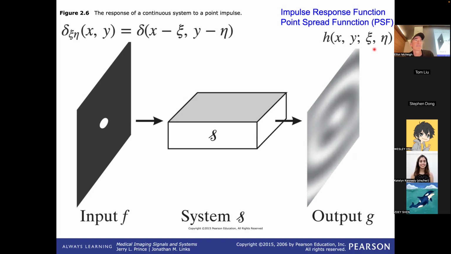The same thing happens in CT, right? If you go way out to the outside of the field of view, the resolution out there is going to change, right? Compared to straight in the middle of the scanner. In MR, not so much. So that's the impulse response function, point spread function, those are the same thing, very important concept.